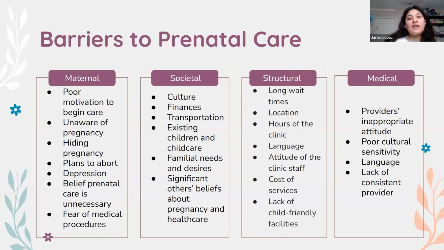So as mentioned, the barriers were able to be consolidated. And we begin here by talking about the maternal barriers, which include poor motivation to begin care, unaware of pregnancy, hiding the pregnancy, plans to abort, depression, or belief that prenatal care is unnecessary, and fear of medical procedures. The maternal dimension of care encompasses aspects of the woman and her personal situation that affected her ability to obtain care. Despite barriers and fears, most women were motivated and able to obtain care at some point in their pregnancy.